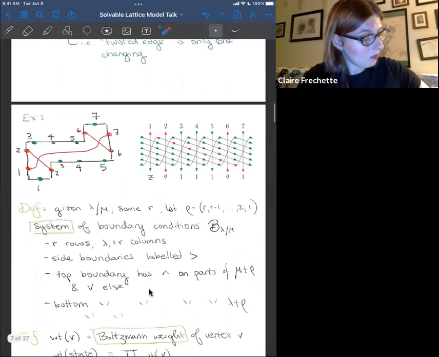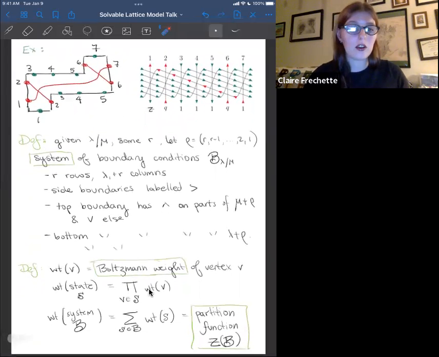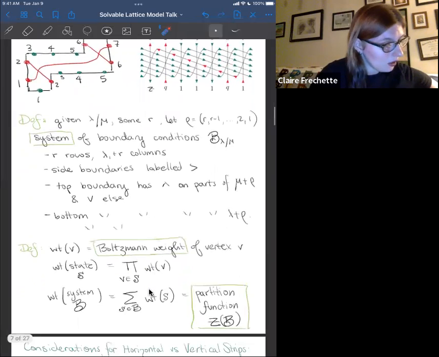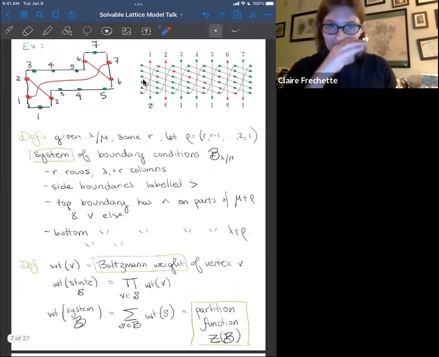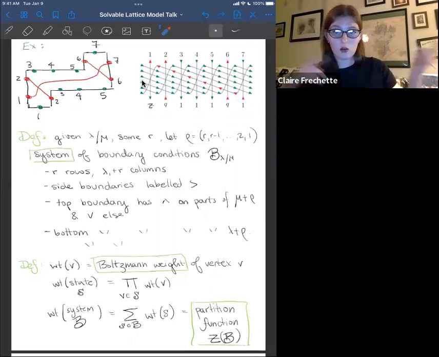So the next thing we have to do for a lattice model is define a system of boundary conditions. As standard, we're going to adjust our skew partition by a row shift. We're going to have R rows, where R is typically the length of both of our alphabets combined. We're going to have enough columns to label by lambda plus rho, our biggest partition. We're going to label our side boundaries all going to the right.